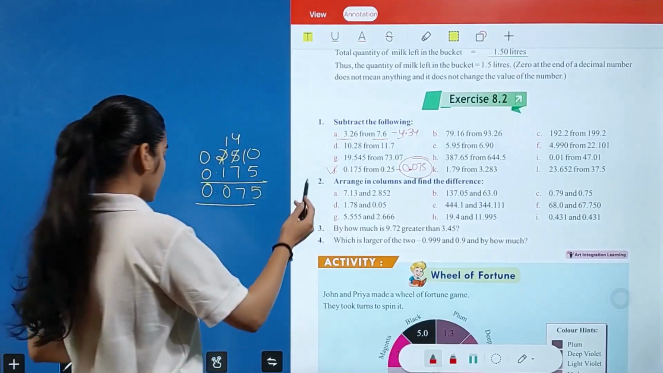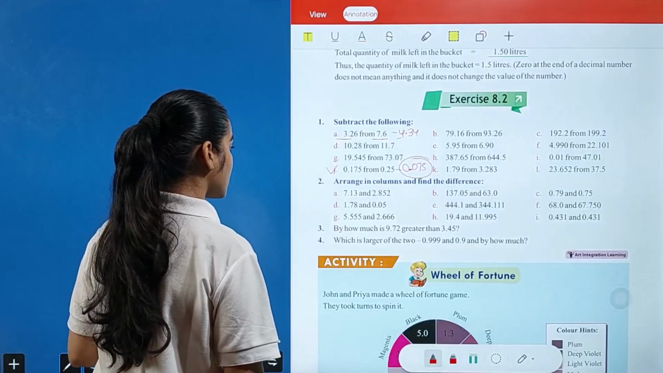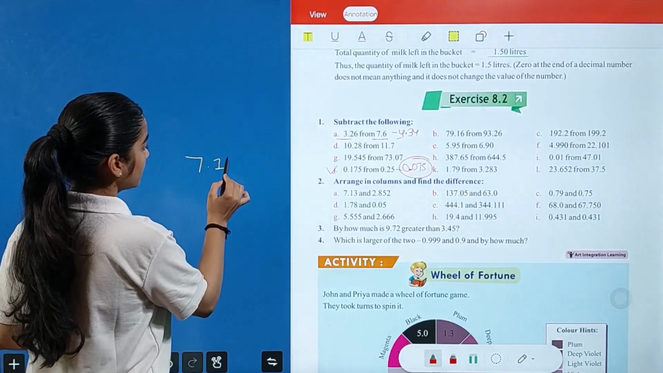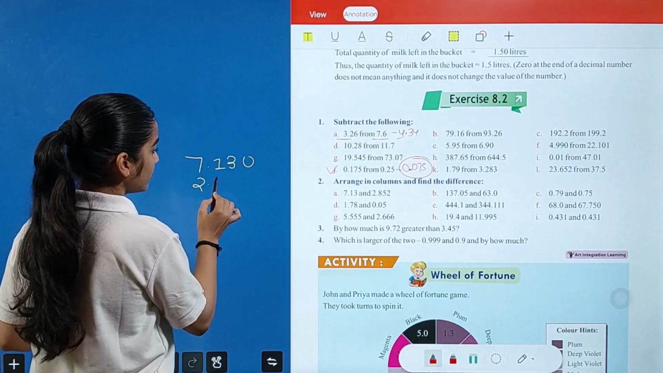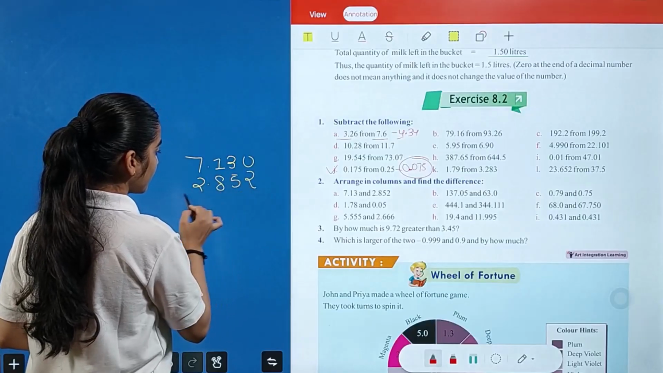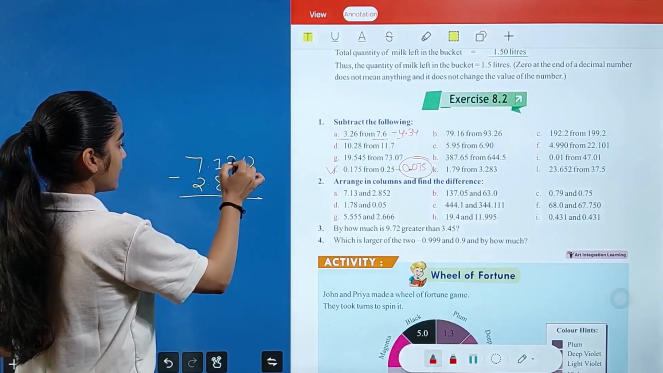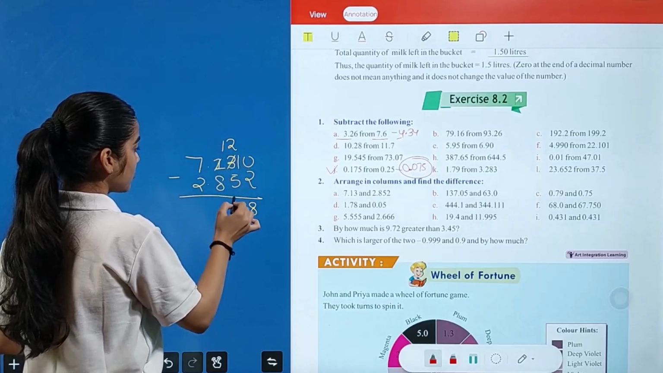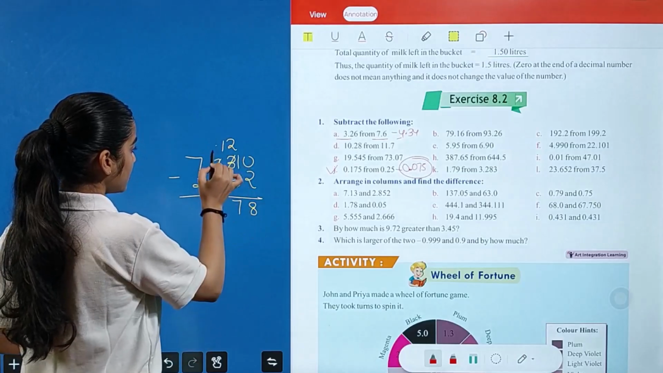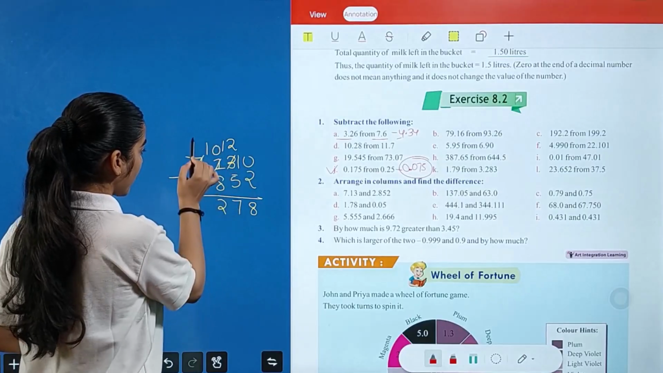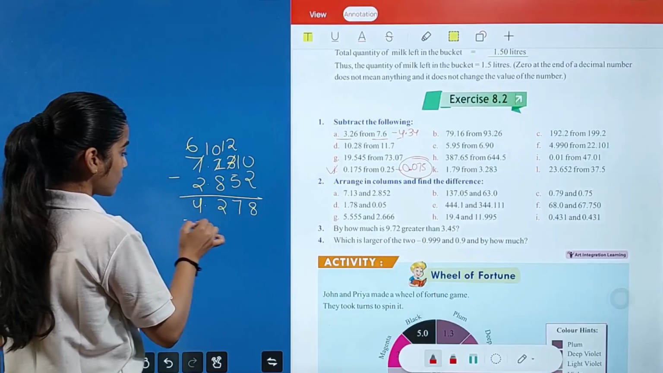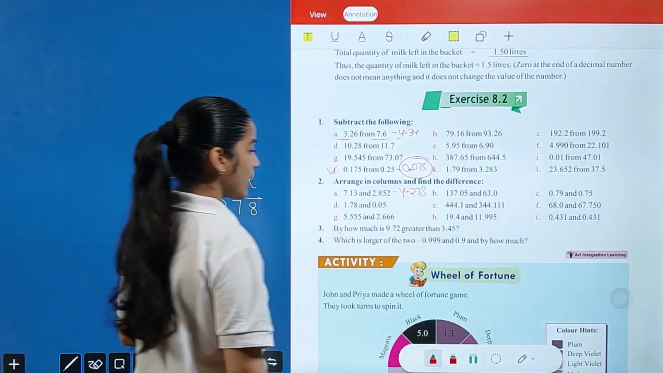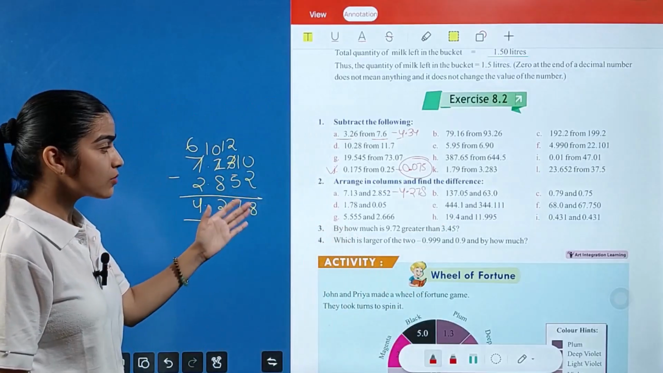Now we move forward to question number 2, where first we have to arrange these numbers into columns and then find their difference. So first we have to write 7.130 and 2.85. Now we have to find the difference. So we have to take a carry. 10 minus 2 is 8. 2 minus 5 is not possible. So we have to take a carry. So 12 minus 5 is 7. Now 0 is not possible. So 10 minus 8 is 2. And we have 6. So 6 minus 2 we have 4. So 4.278 is your answer. In the same way, you have to do the rest of the parts in your question number 2.